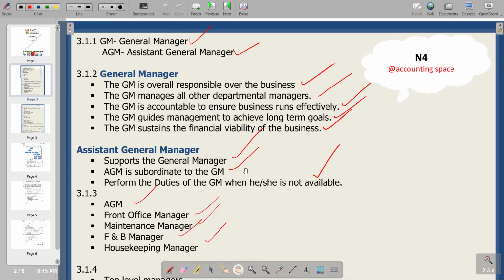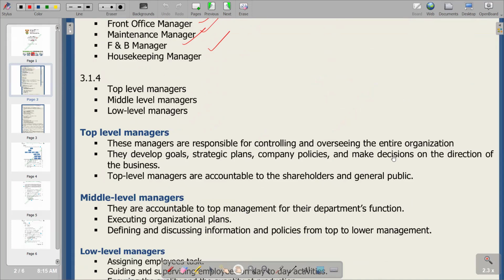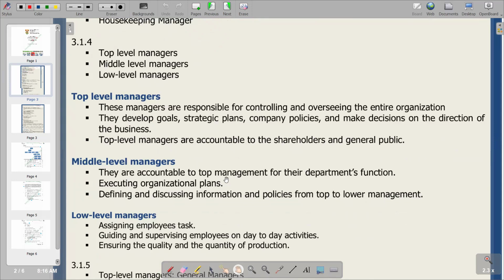For the top level managers, these managers are responsible for controlling and overseeing the entire organization. They develop goals, strategic plans, company policies, and make decisions on the direction of the business. Those are some of the responsibilities of top level managers. Mid level managers are accountable to top management for their departmental function. In other words, the mid level managers are subordinates to the top level managers. They are also there for defining and discussing information and policies from top to lower management.